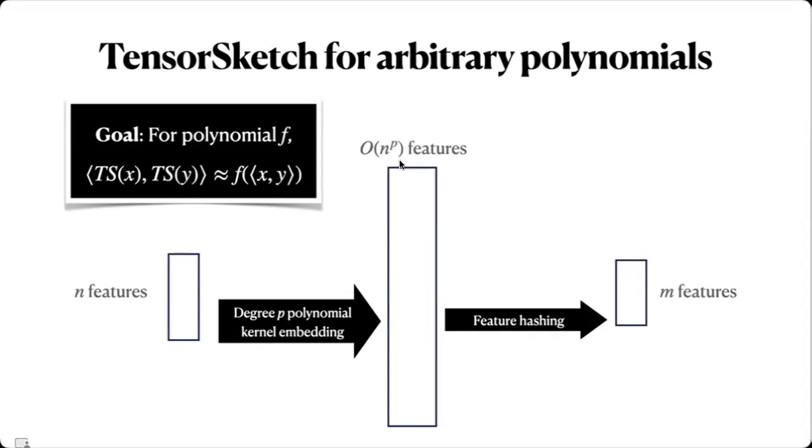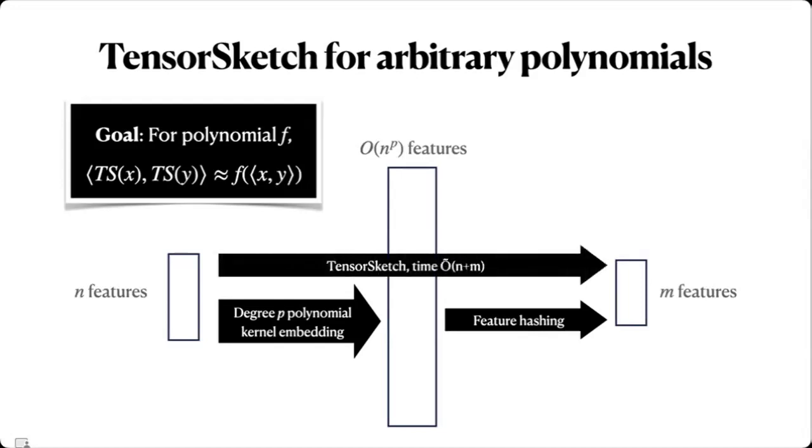If you multiply two of these embeddings, you get a dot product that is exactly this polynomial applied to the dot product of the original vectors. And as before, we can use feature hashing or any other dimension reduction techniques in order to scale this down into a more manageable size. And just like before, TensorSketch works.